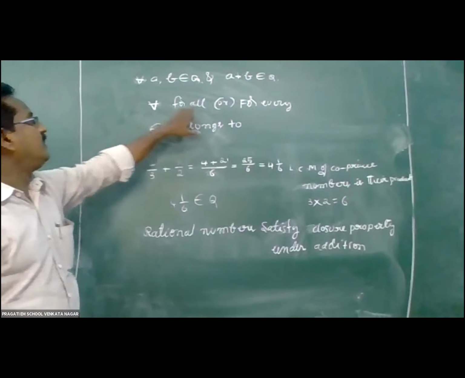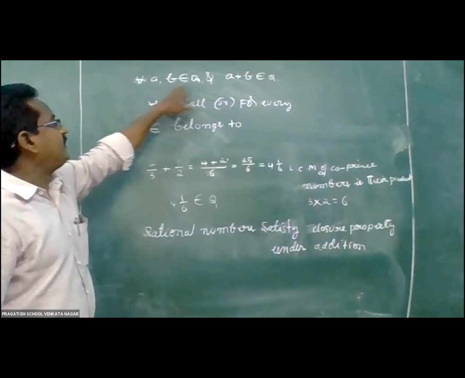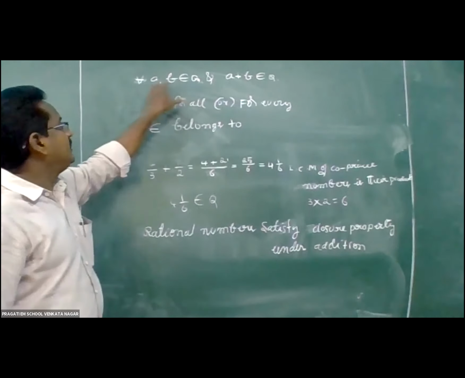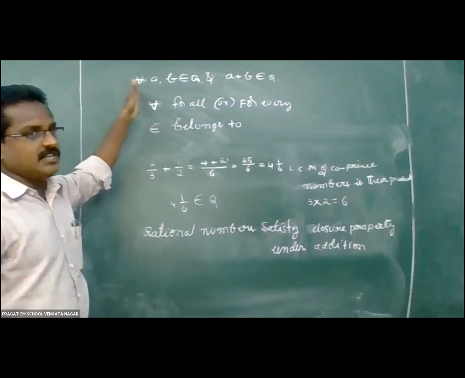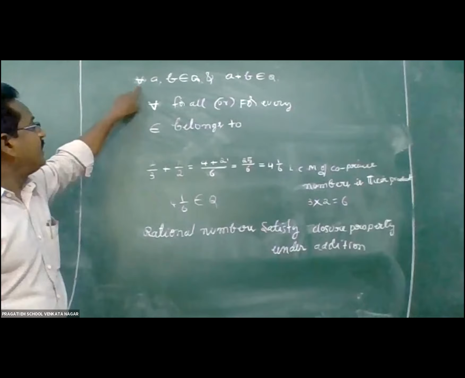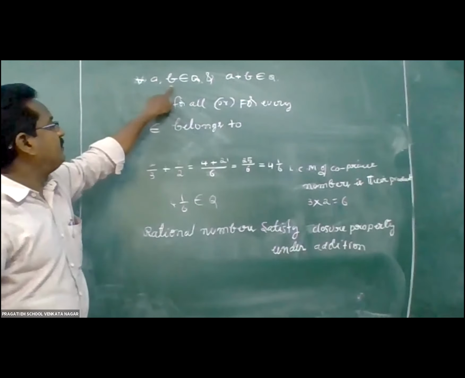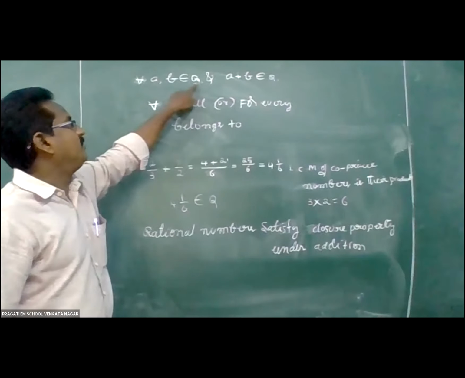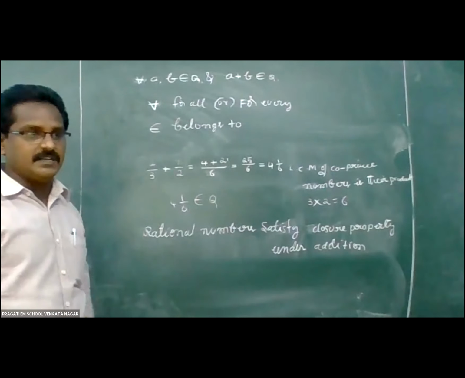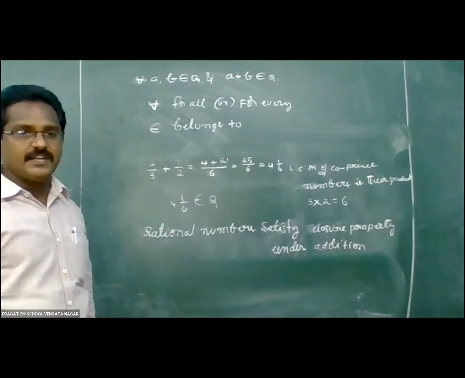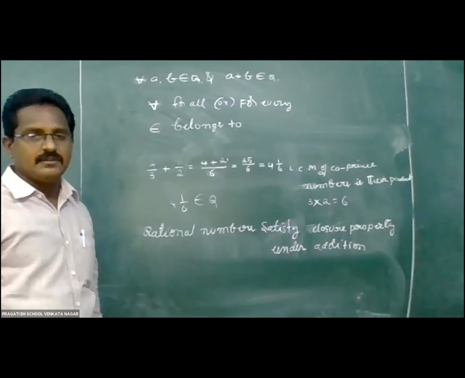The symbol means for all, for every element of rational numbers. For these two elements taken from the rational numbers, it means for every element of rational numbers. For all A comma B belongs to Q and A plus B belongs to Q. That is the reason rational numbers satisfy closure property under addition. Okay, children?